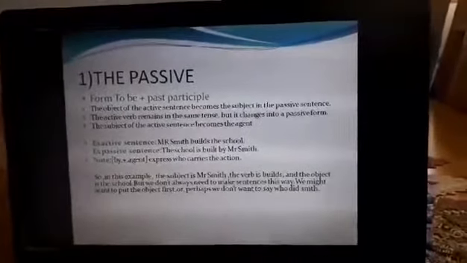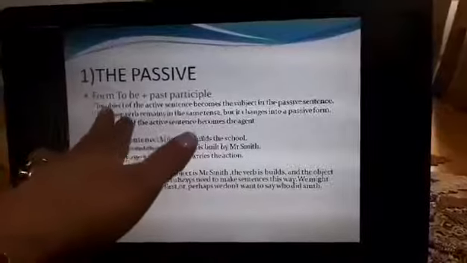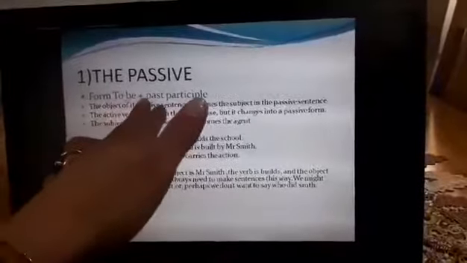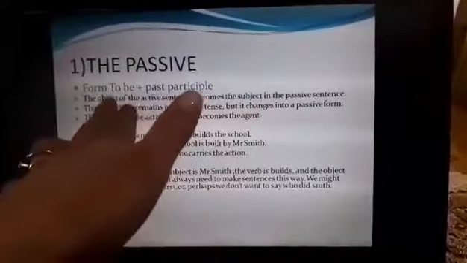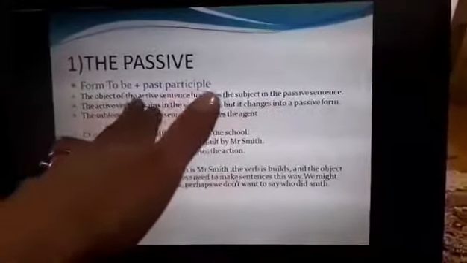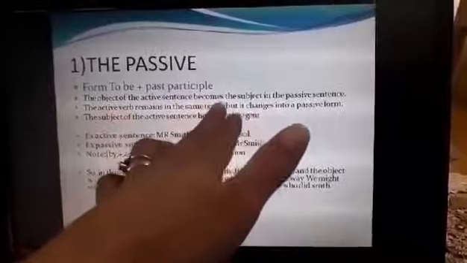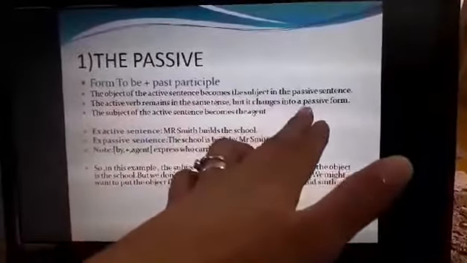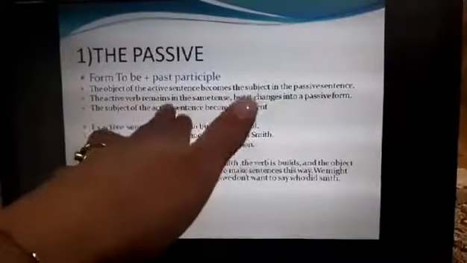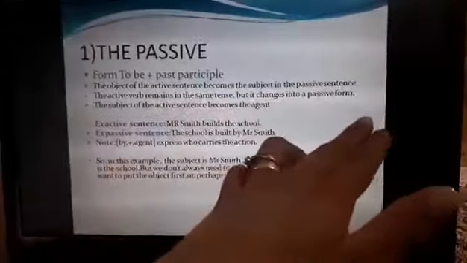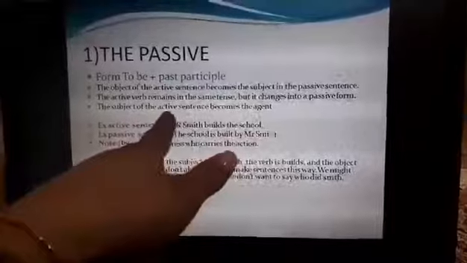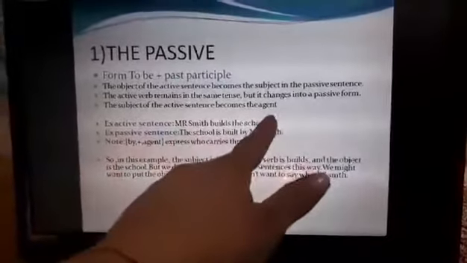Let's start now to explain the passive. The form is to be plus the main verb in past participle. What happens with the sentence in the passive? The object of the active sentence becomes the subject in the passive sentence. The active verb remains in the same tense, but it changes into a passive form. The subject of the active sentence becomes the agent.